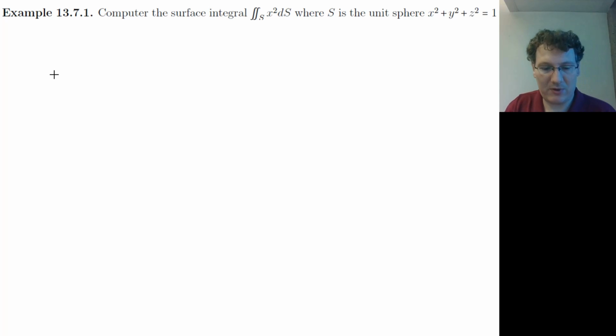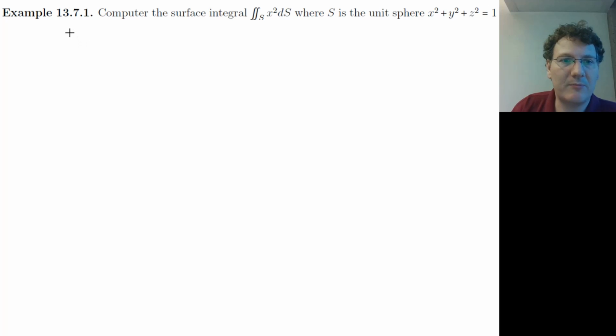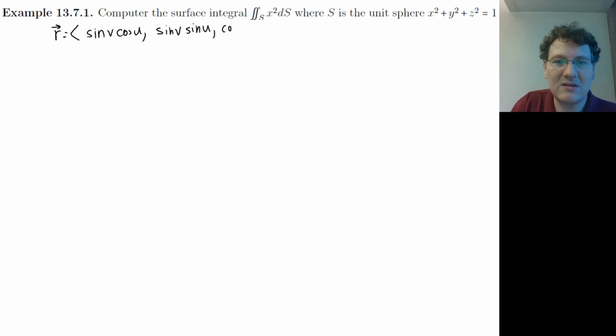We've already seen how we parameterize the unit sphere. r is going to be sine of v cosine of u, sine of v sine of u, and then cosine of v. This is the spherical coordinates where we have u going from 0 to 2 pi, that's kind of our theta, and v going from 0 to pi. The radius is 1, so I'm not showing the rho equals 1 in front of all of these.